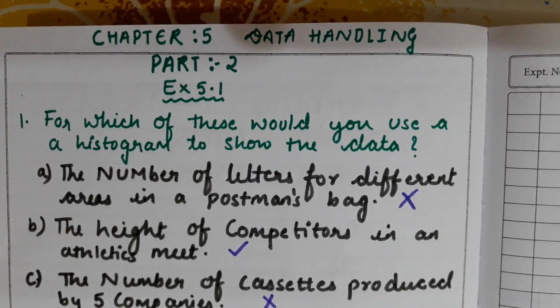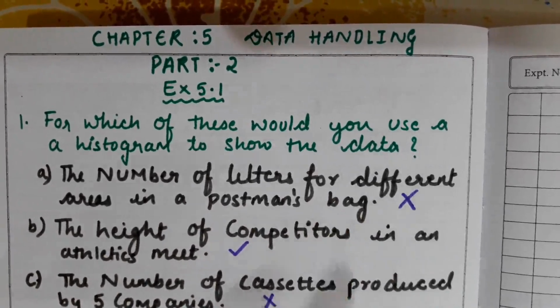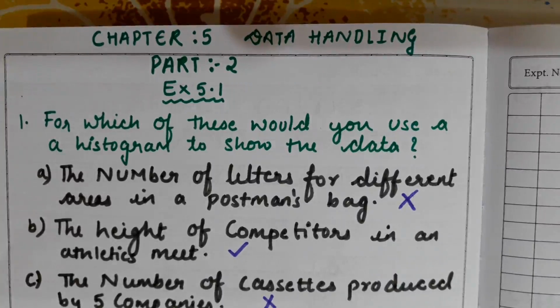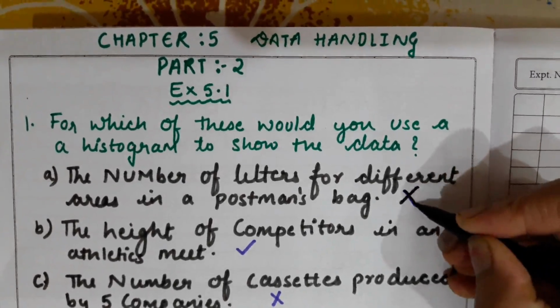The very first case is the number of letters for different areas in the postman's bag. That postman is moving here and there, so different letters are there for different areas. We can't make a specific interval in this case because different places are there and different letters are there. So on what basis are we going to make a histogram? In this case histogram is not possible.